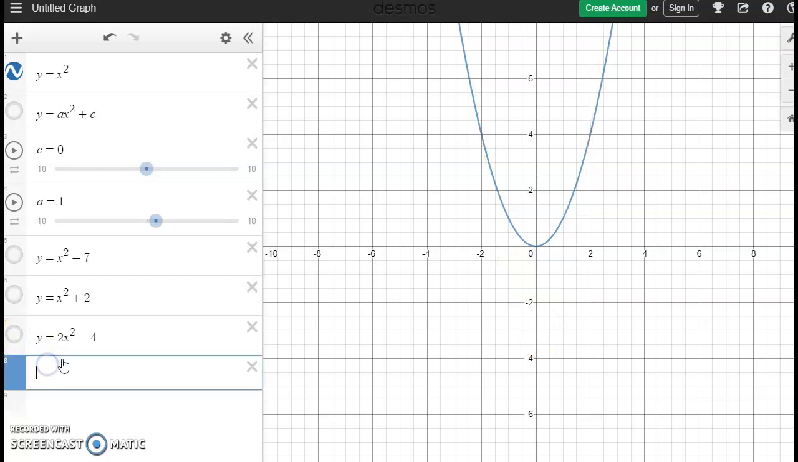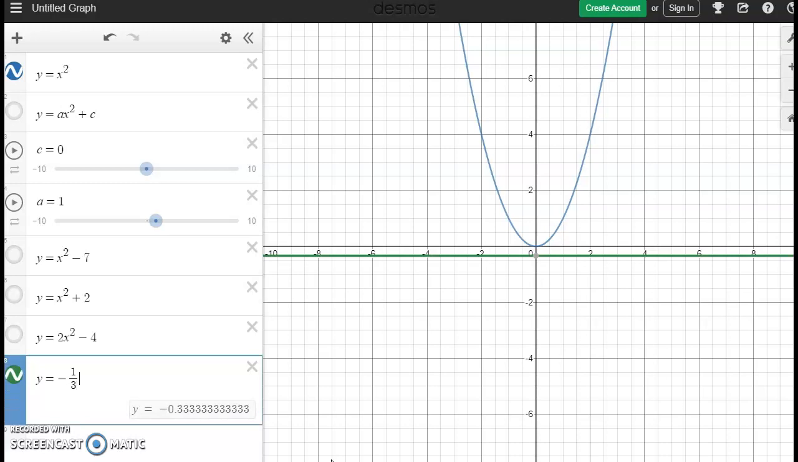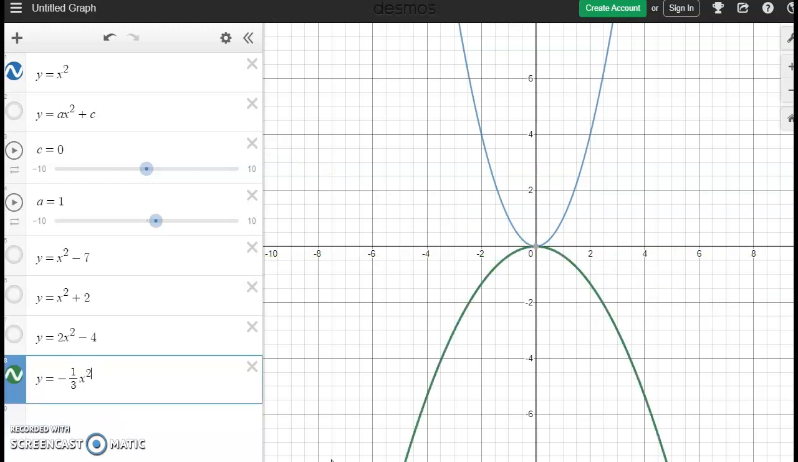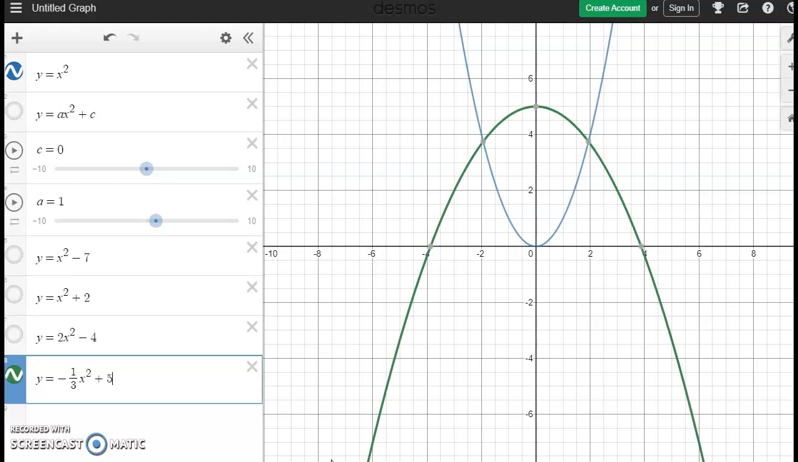Let's take another one. I'm just going to type this in here as I'm recording. So let's say that I have the function y equals negative 1/3 x squared, and let's say plus 5. What the heck? Okay, so we have lots of things going on here.